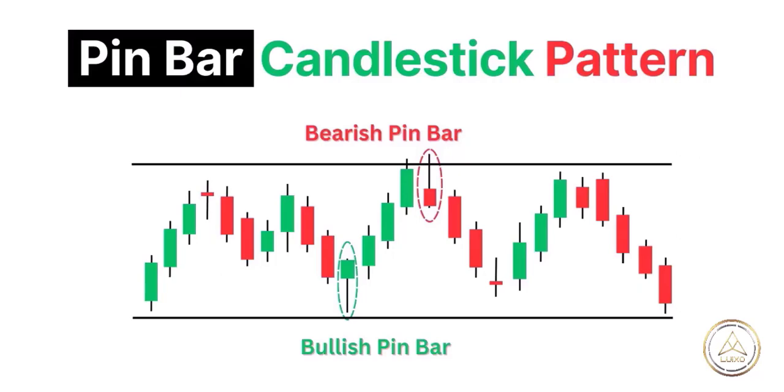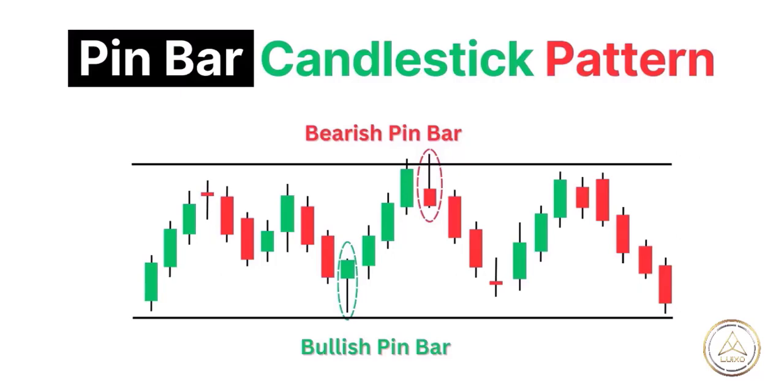Long tail or wick. This is the extended line or shadow that protrudes from one end of the candle, indicating a sharp price movement during the trading period. Small body. The body is small and located on the opposite side of the tail. It represents the opening and closing prices, with the color green or red typically indicating whether the closing price was higher or lower than the opening price.